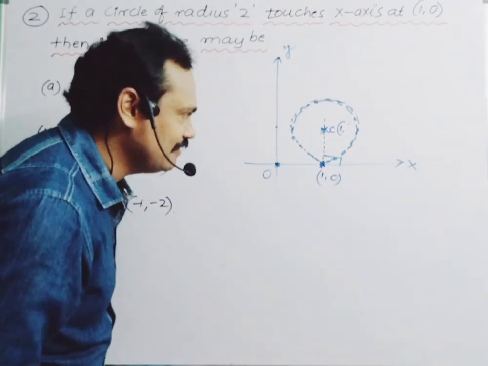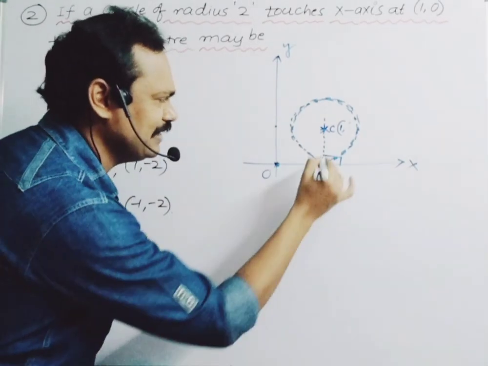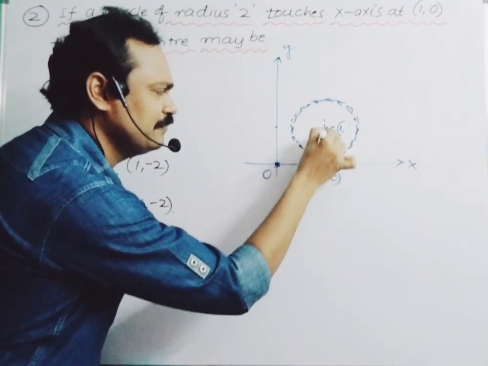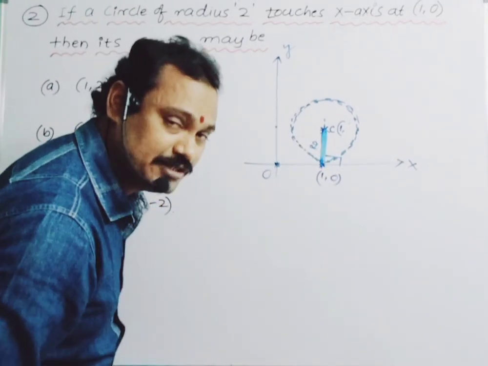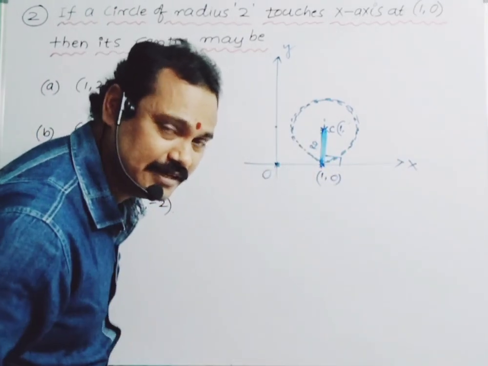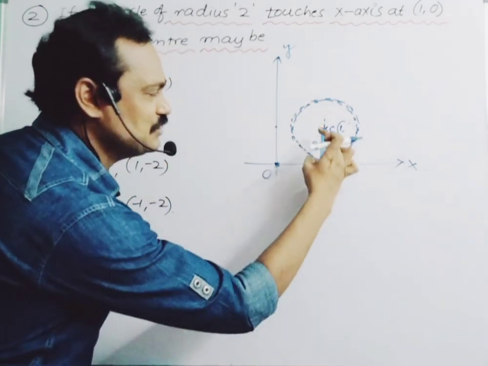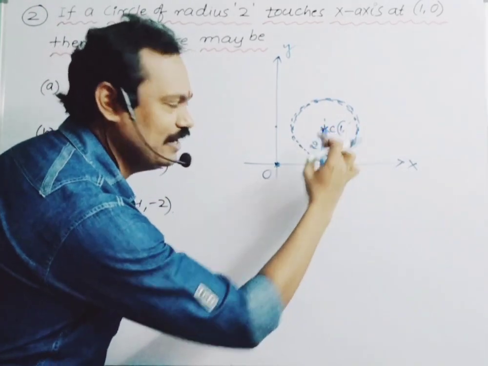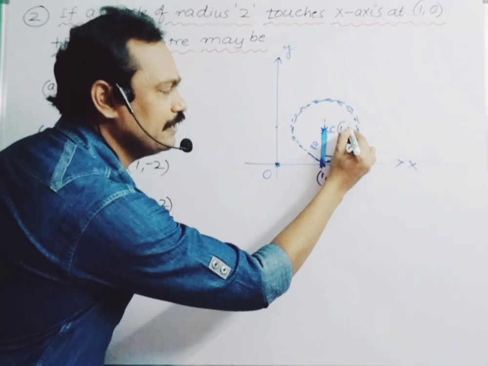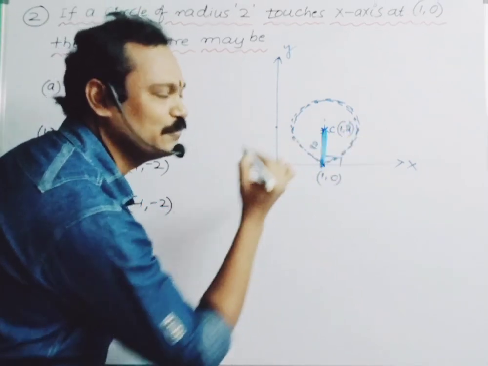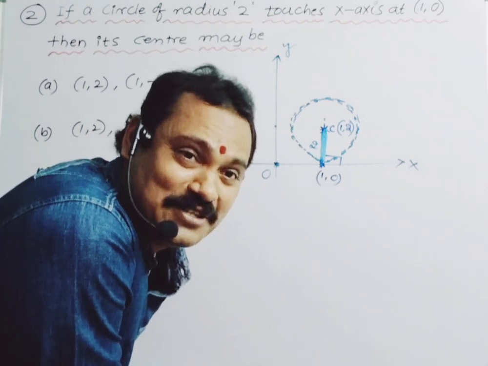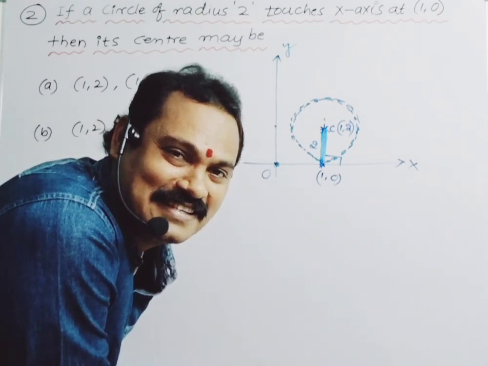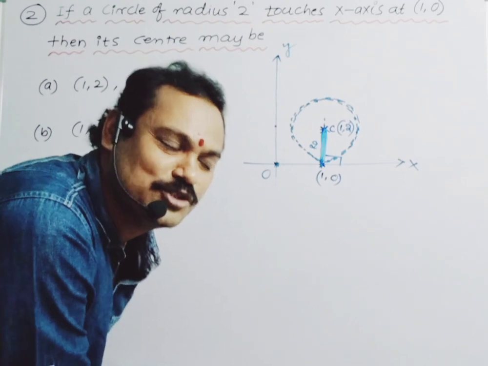Confirmed. Sir, what about the y coordinate? It's very clear. This length is how much? This length is 2 units. Why? It is given that the radius is 2 units. So this is the vertical length, right? Then the y coordinate of the center is 2. What is your right choice? The center of the required circle is (1, 2), confirmed.